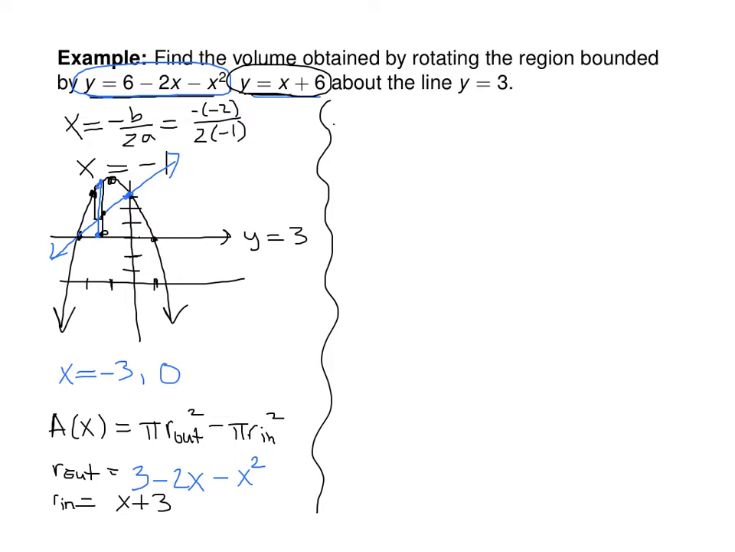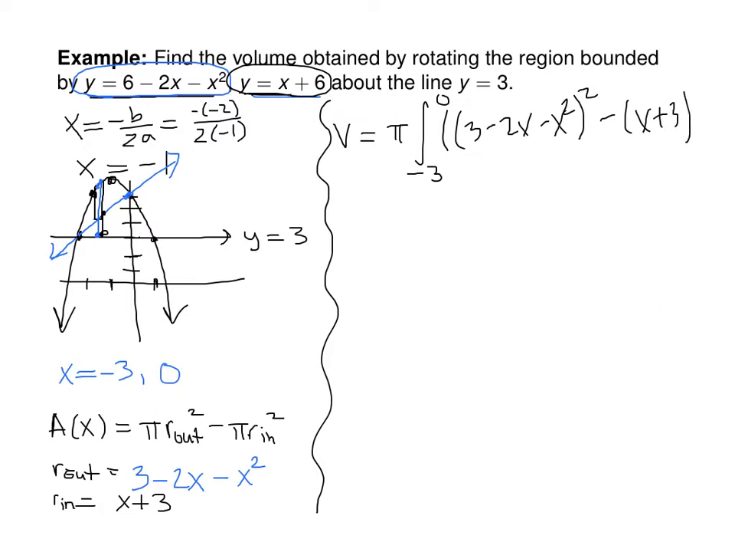Then the volume is given as pi times the integral from -3 to 0, r out squared, so (3 minus 2x minus x squared) squared, minus (x plus 3) squared. This is really tedious to work out, so don't waste your time, but you should get 108 pi over 5.